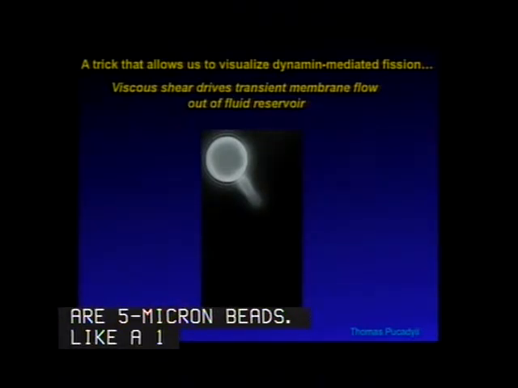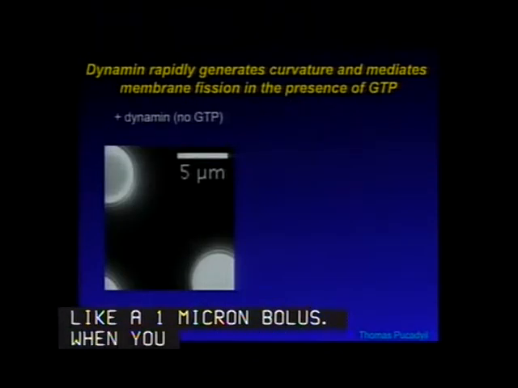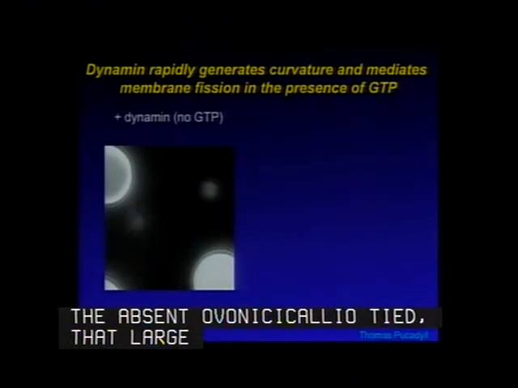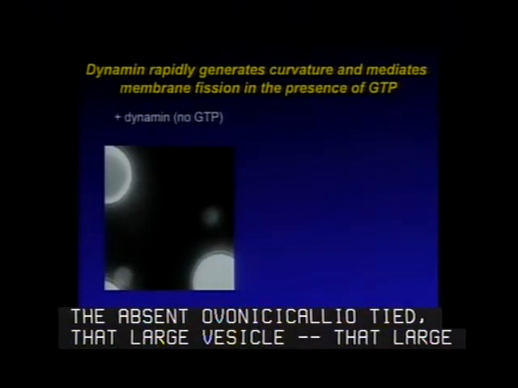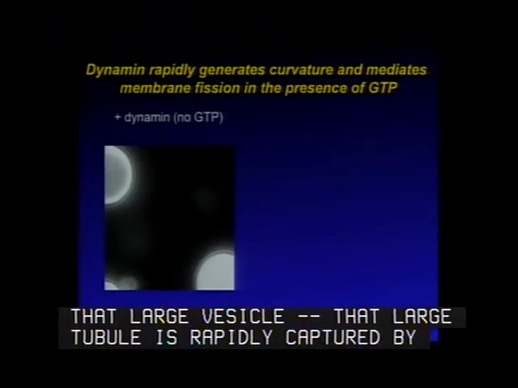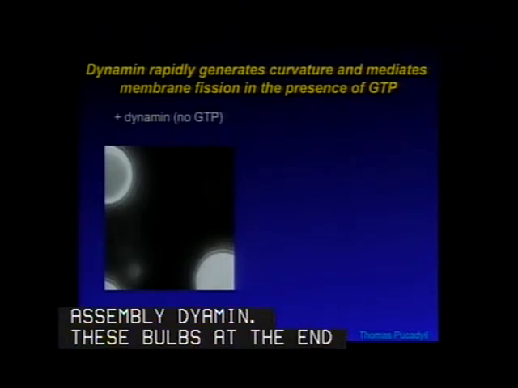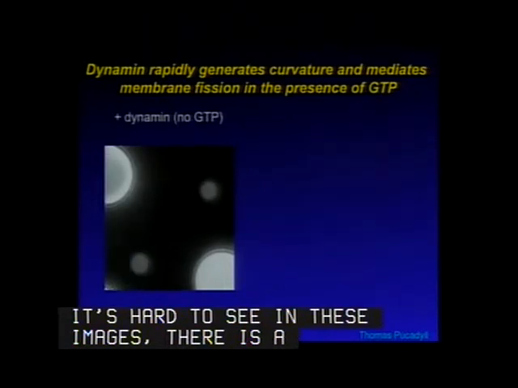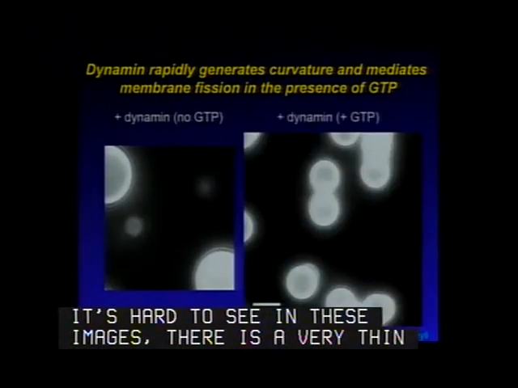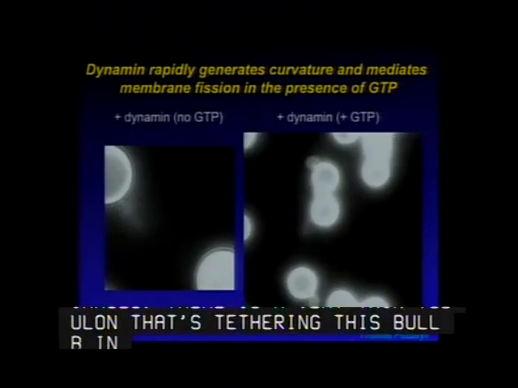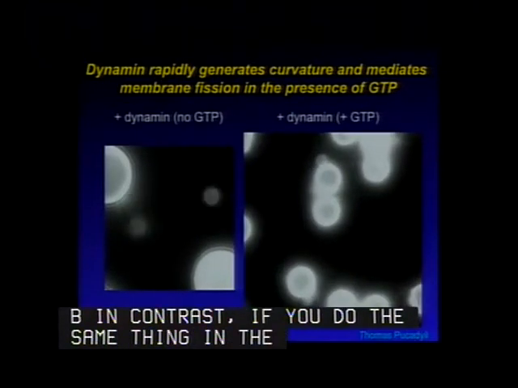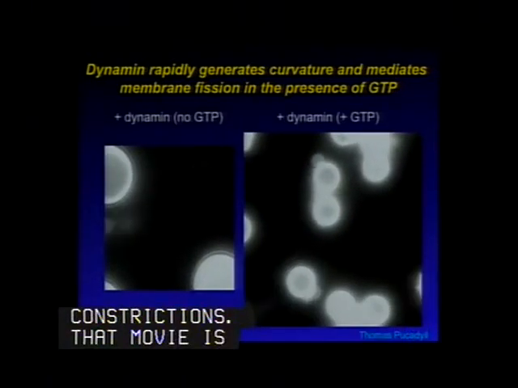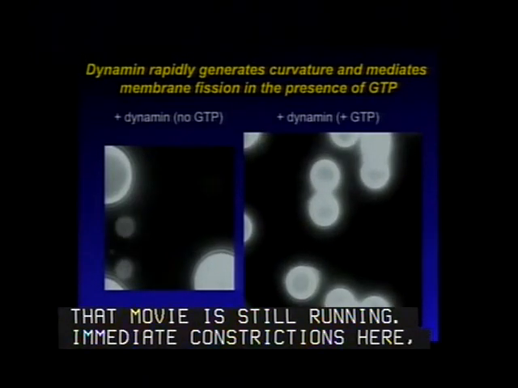When you do this same thing in the presence of dynamin, but in the absence of nucleotide, that large tubule is rapidly captured by assembling dynamin, and these bulbs at the end remain tethered. It's hard to see in these images, but there's a very thin tubule, coated with dynamin, that's tethering this bulb to the supertemplate. In contrast, if you do the same thing now in the presence of GTP, you see these immediate constrictions. You can see this one's still tethered, that movie's still running. Immediate constrictions here, localized constrictions that then pinch off.